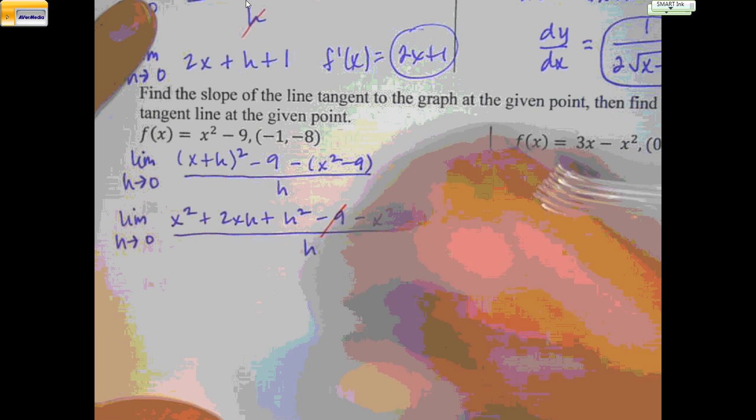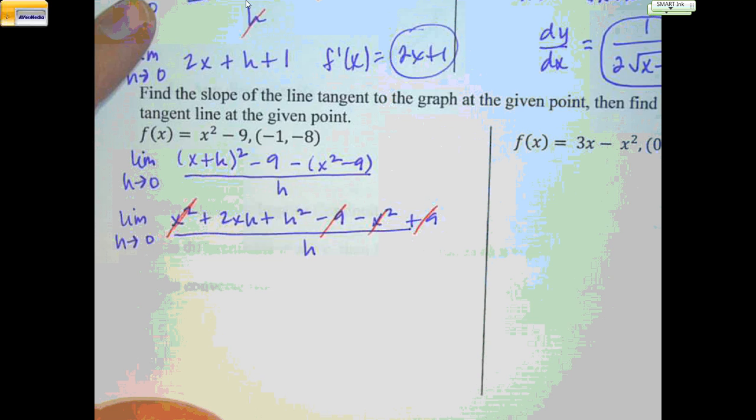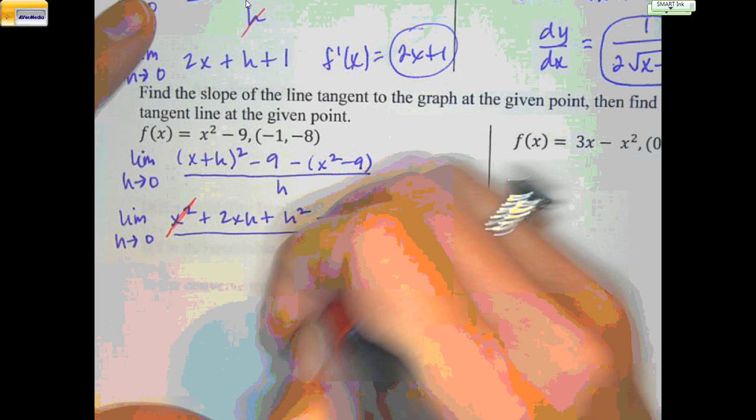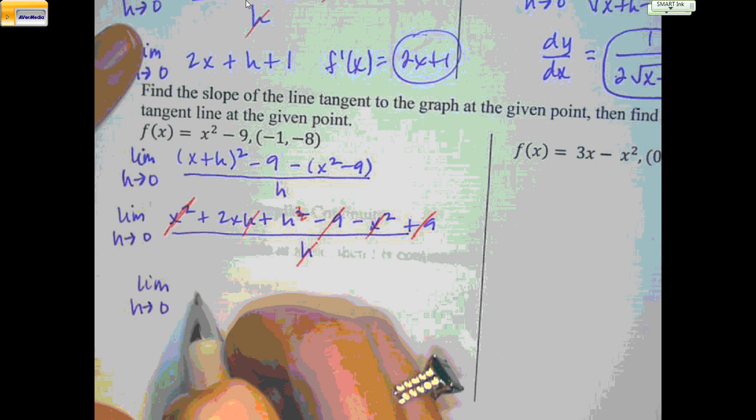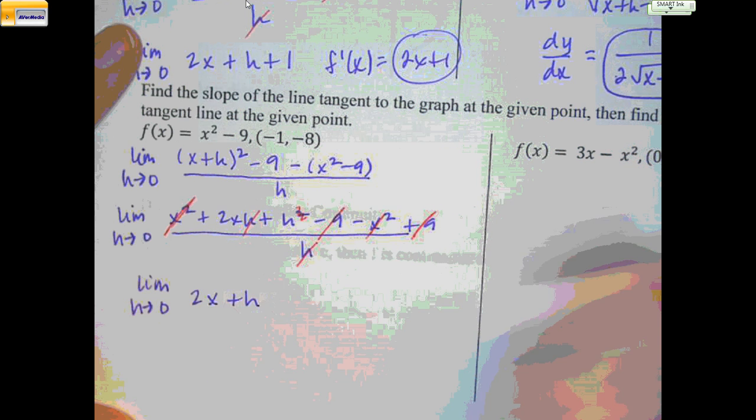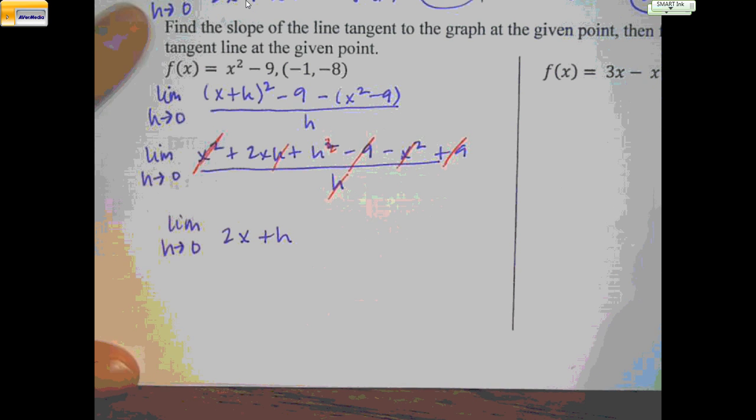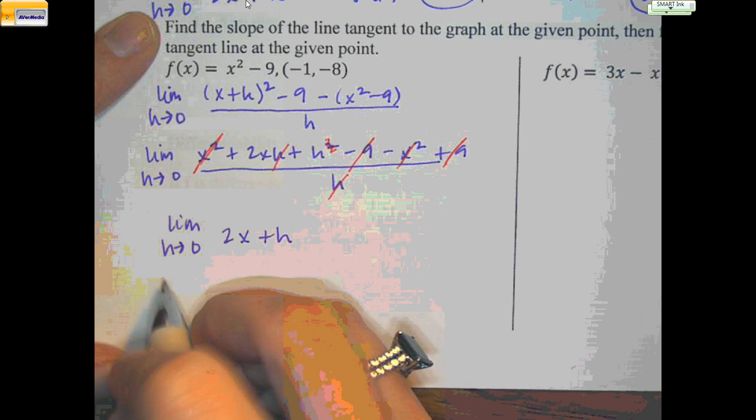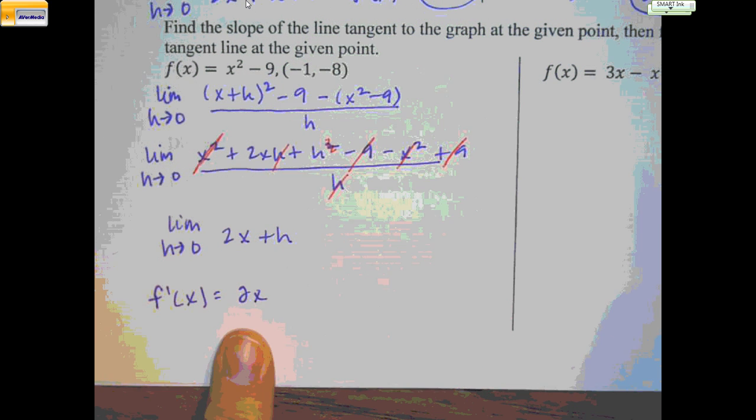Positive 9 and negative 9 go away. Negative x squared and positive x squared cancel each other out. Take out an h, take out an h, take out an h. So now I have the limit as h approaches 0 of 2x plus h. If I put a 0 into h, the derivative, my answer there is 2x. And remember, that is a formula for finding our answer. It is not the answer.